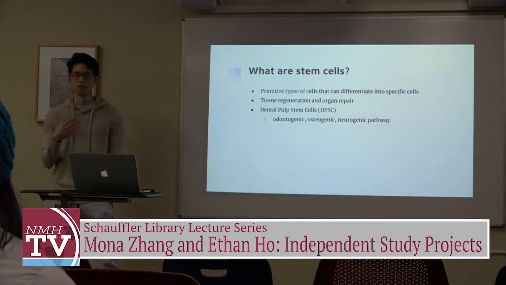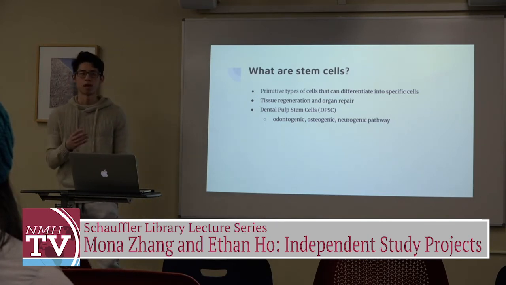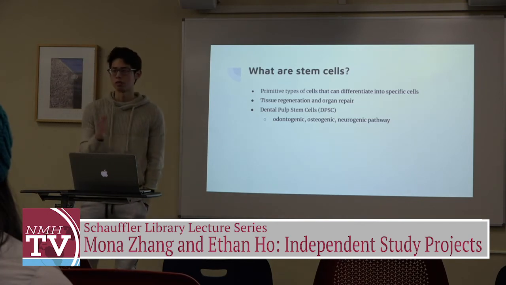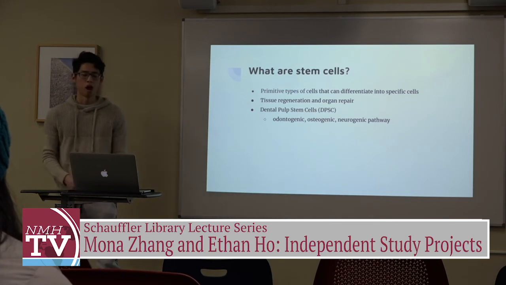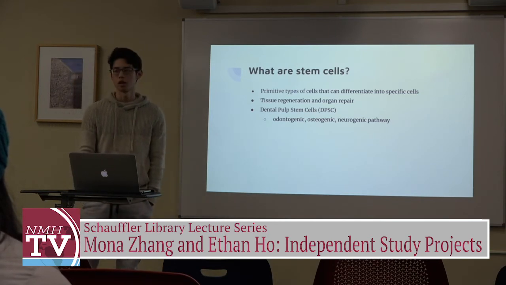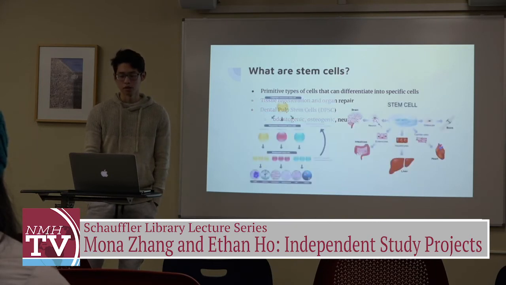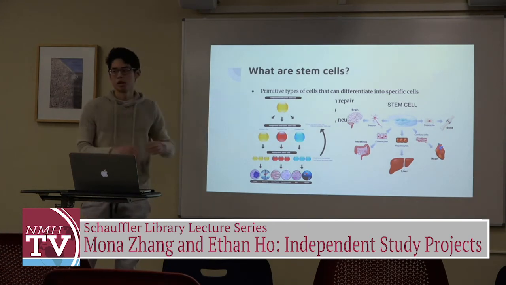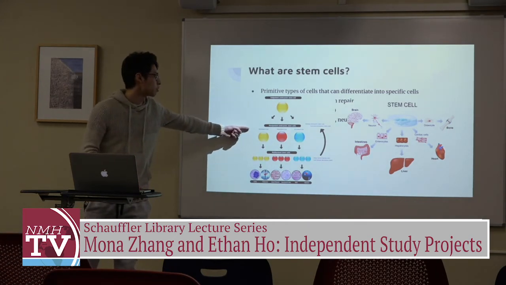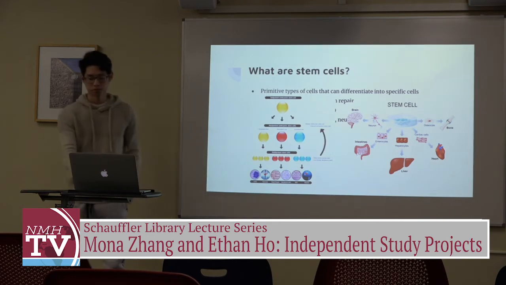So dental pulp stem cell is a more specialized stem cell. It's called multipotent, which means that it can only differentiate into three types of tissue: odontogenic, which is tooth; osteogenic, which is bone; and neurogenic, which is neurons. So this is your embryonic stem cell, which gives off all these kinds of stem cells, and then these stem cells give off another more specific type of multipotent stem cells, and then comes your tissue.